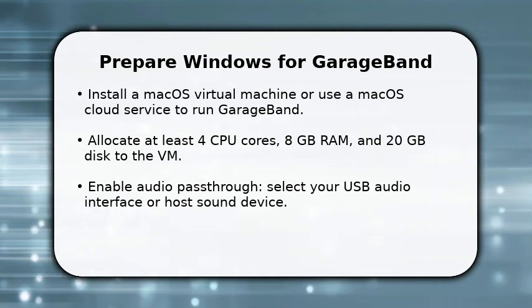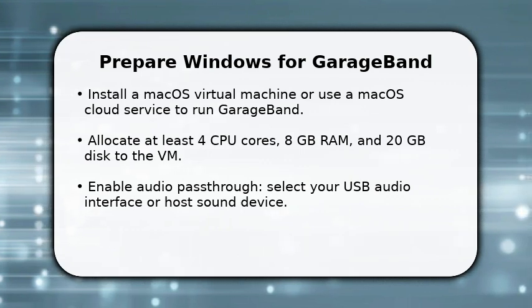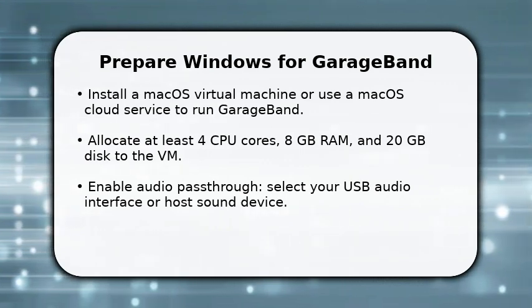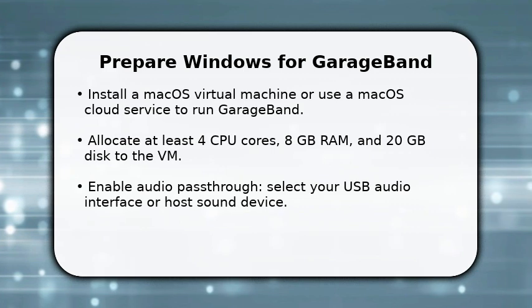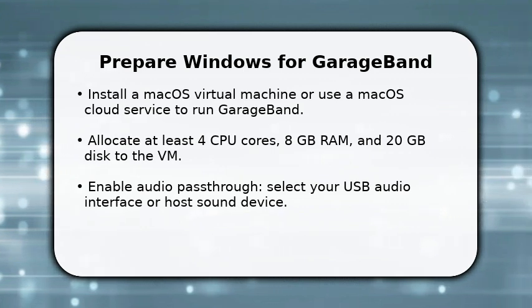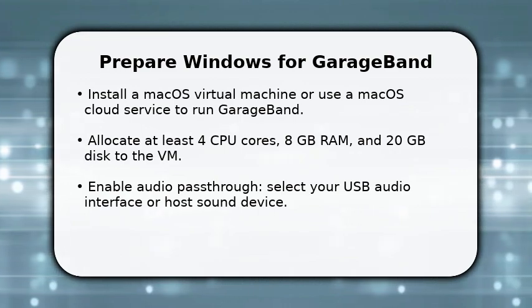Next, attach your USB audio interface or enable host sound device pass-through to send audio into the VM. Once done, install the Mac OS environment image and update it. Make sure virtualization settings and shared folders are configured for seamless file transfer between Windows and the VM.